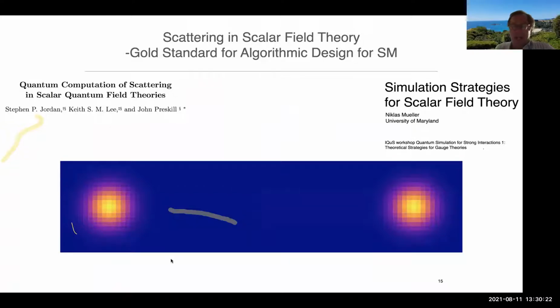So the gold standard, in particular for simulations of quantum field theories, is for lattice scalar field theory, and it was given by Jordan, Lee, and Preskill. And there was a nice overview of this given at a recent workshop at IQuS by Nicholas Mueller. So for this particular simulation strategy, a finite number of qubits are positioned at each site on the three-dimensional lattice.